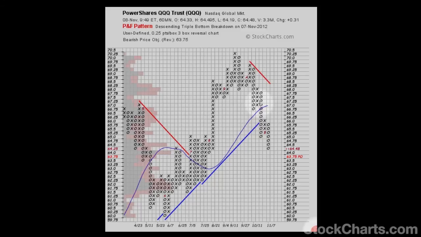As you can see from this video, there's a lot of information you can get off of a point and figure chart. You can add overlays to this chart. You can judge the information on the chart by looking at the P&F pattern. You can look at the price objective. You can use the trend lines to all help you identify the trend and become a better trader or investor.